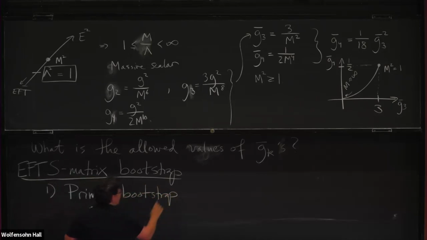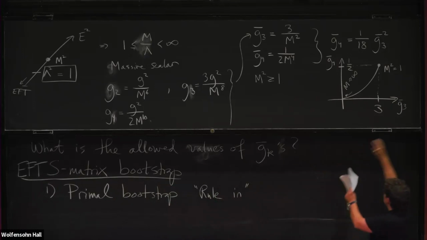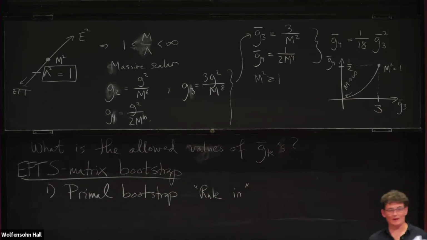And the Primal bootstrap, the idea there is to rule stuff in. So you make an ansatz for a class of amplitudes you want to study that has the right properties. And then you check in your space, where can they be? It's basically what we just did now. We had some amplitude with massive scalars. We asked where they are allowed to be. We ruled some space in. But we didn't rule anything out.